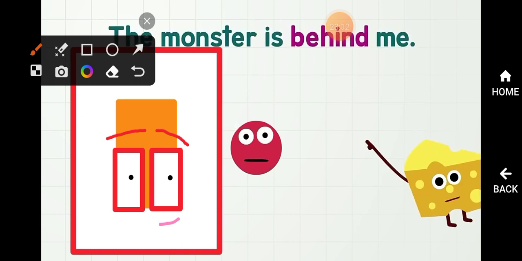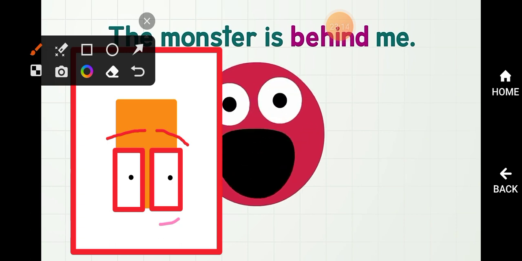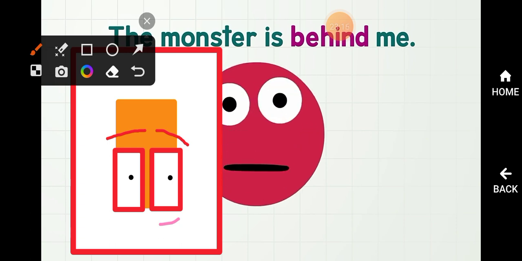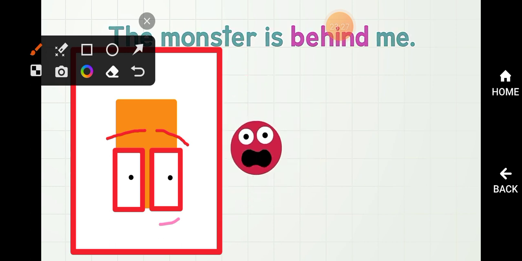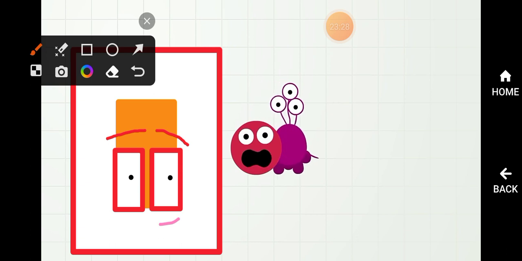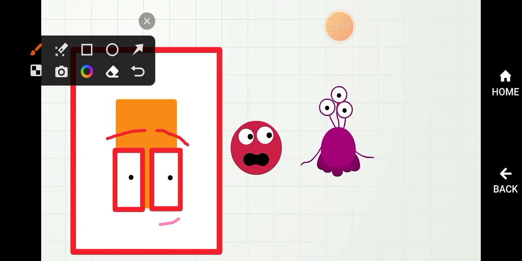Behind you! Hey, I know. Is there anything behind you? Why don't you look behind you, pick one thing, and tell me what it is? Okay, you can come on out, monster. Now where is the monster?